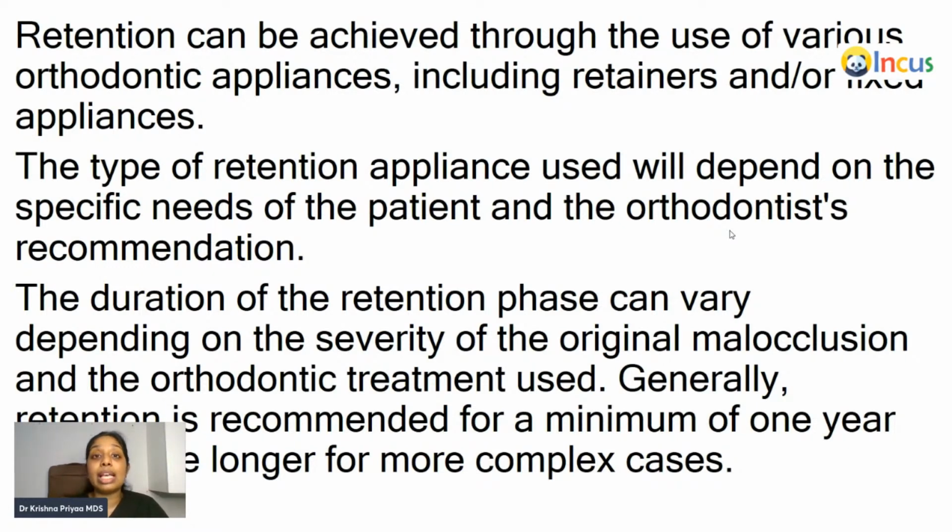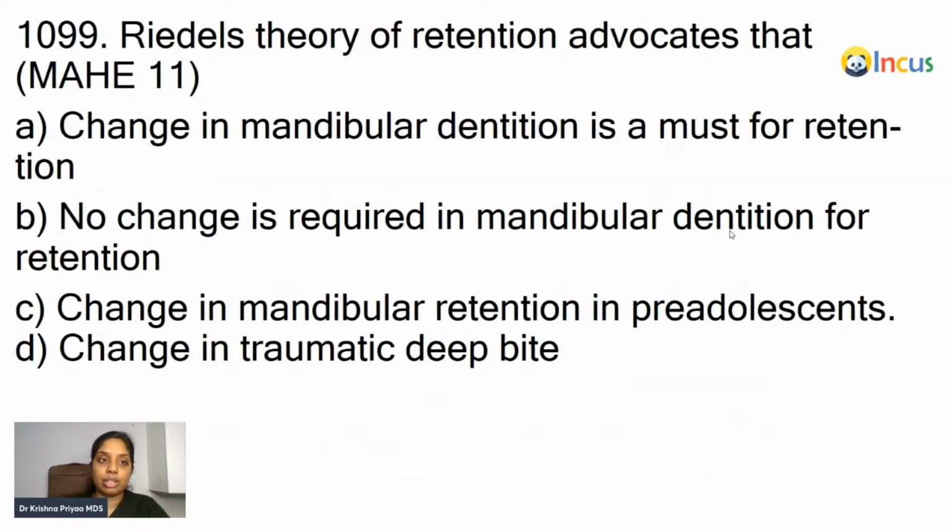And sometimes we give Essix retainers. They are basically like invisible retainers. They are like a tray which the patient can wear without anyone else knowing about it. So there are different kinds of retainers given for specific conditions. And there are also retainers called lingual bonded retainers. Those are fixed retainers which are attached to the tooth on the lingual side, especially in the lower region.